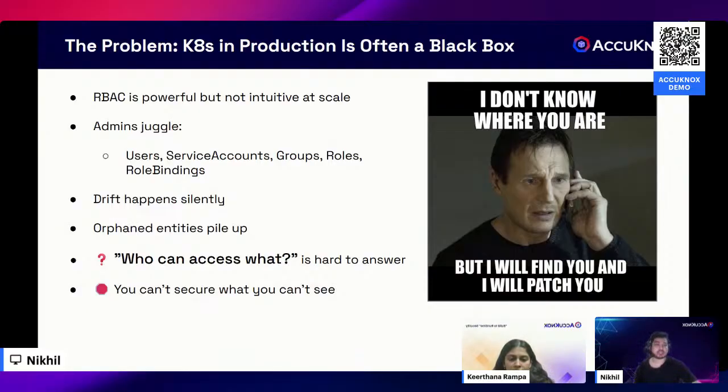Admins are juggling users, service accounts, groups, rules, and role bindings. It only takes one drift, one misconfigured rule, and suddenly you've got access paths no one planned for. That's an issue. Entities start piling up over time, and excessive permissions build up, not intentionally but gradually. So eventually you hit the $1 million question: who can access what? Which honestly is incredibly hard to answer with confidence.